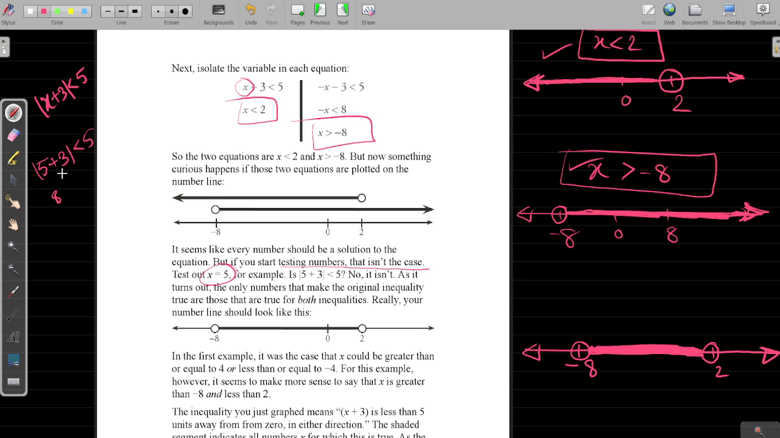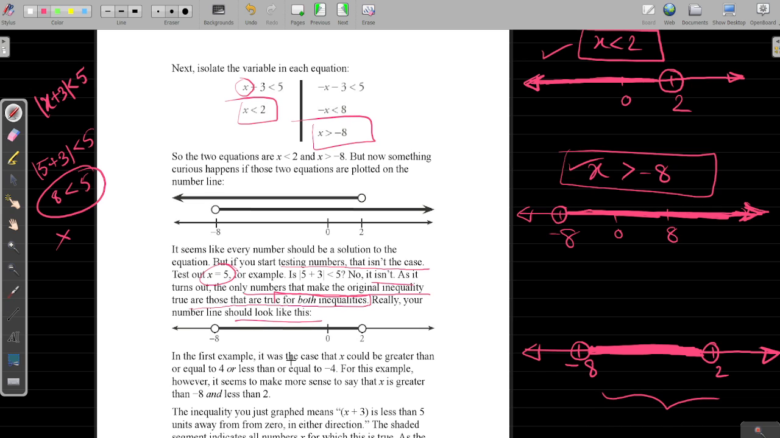The modulus of 8 means 8, is it true? No, it is not true. That's why you need to take the common portion here. Here the common portion is this one. So they have written, for example, is 5 plus 8 less than 5? No, it is not. As it turns out, the only numbers that make the original inequality true are those that are true for both inequalities. Means I need to select numbers which satisfy both inequalities. That's why I was saying that you need to take the common portion. So in reality, your number should lie this way.